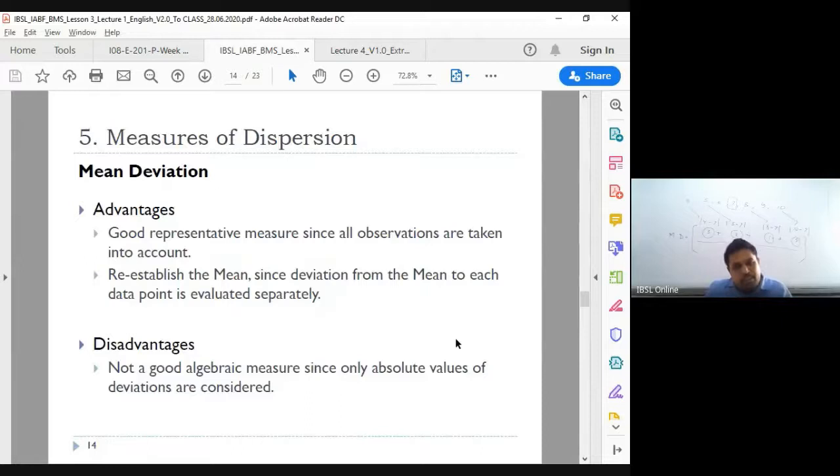Disadvantages: not a good algebraic measure since only absolute values of the deviations are considered. When you look at the algebraic point of view, we said just for computation purposes we are taking the modulus numbers or the non-negative numbers. But algebraically, if your data set is denoting, let's say, negative values, mean deviation is not the thing to use, but standard deviation and variance, which will follow these other indicators.